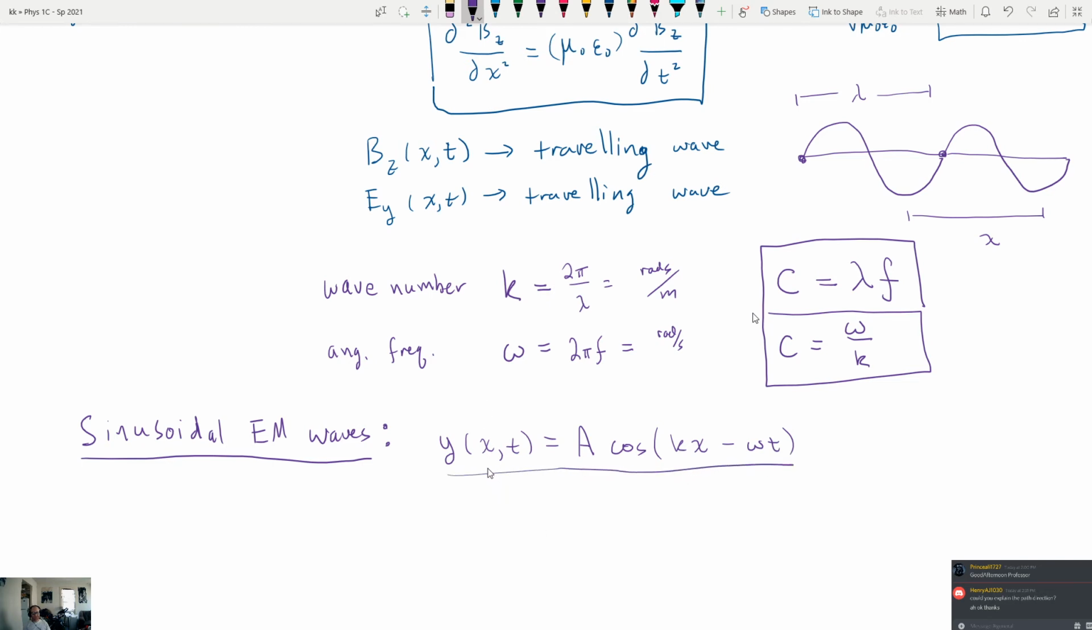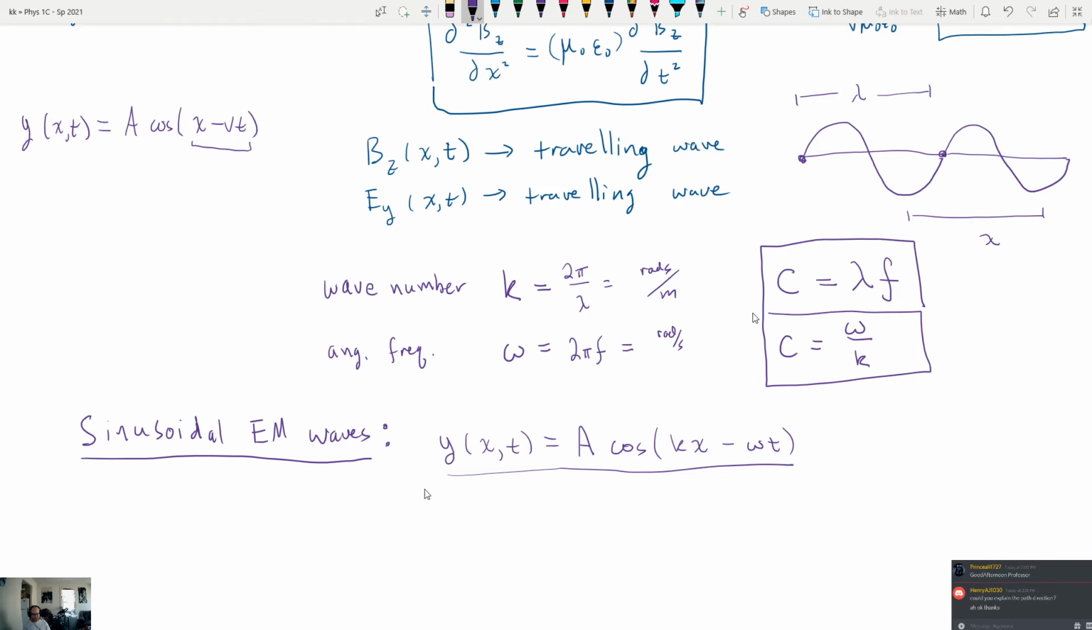It looks a little different from the kind of functions we were using last time. Last time we were looking at functions that look something like this: y of x and t was equal to something like A times the cosine of x minus vt. We didn't specifically look at this one, but I just said any function that has this form, where this is the argument of the function, will automatically satisfy the wave equation.